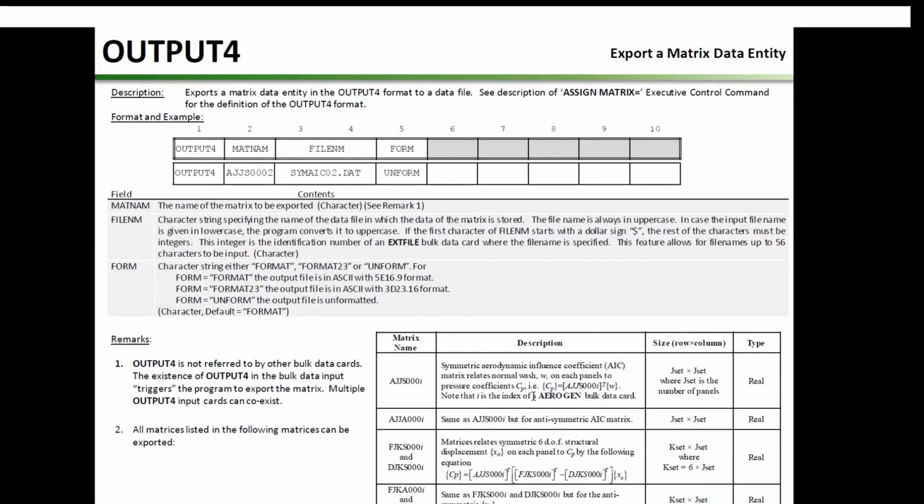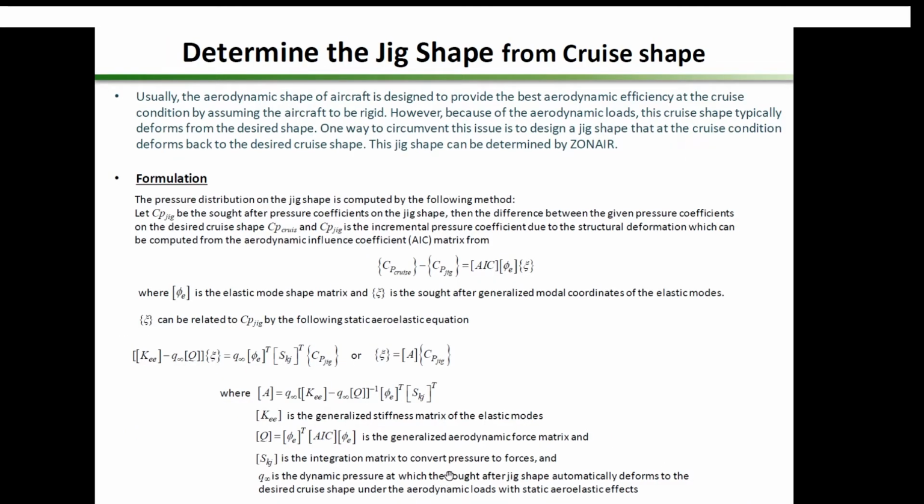And with OUTPUT4, you can output the AJJ, DJK, FJK matrices. The names of those matrices are listed here.